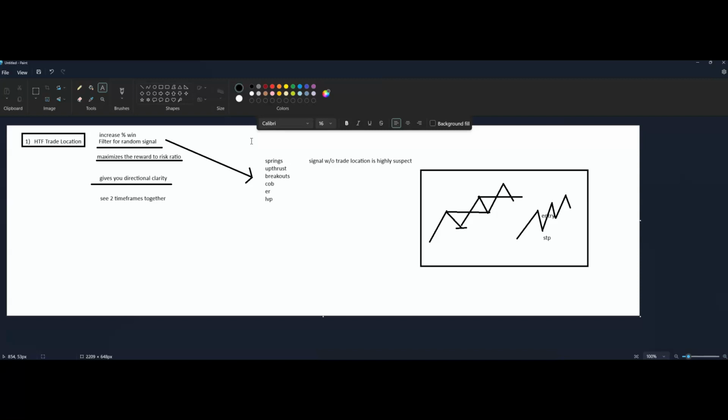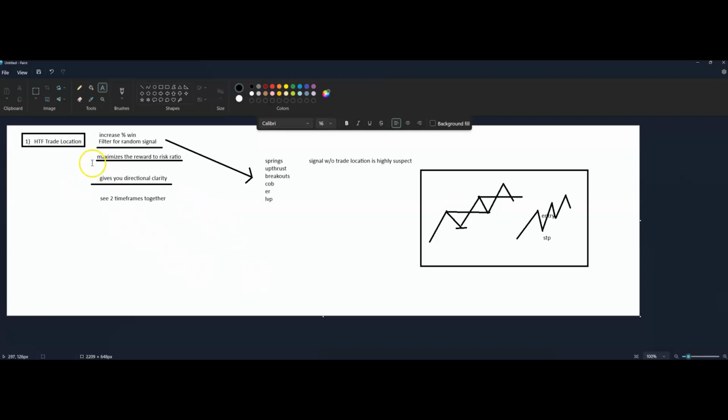Trade location is the major edge. Trade location comes before the signal. It is a prerequisite to the signal, meaning only when you're at the trade location do you then start looking at signals. Otherwise, those signals will have high variability and all the other problems. How do I know? I've done all of this. So I know.